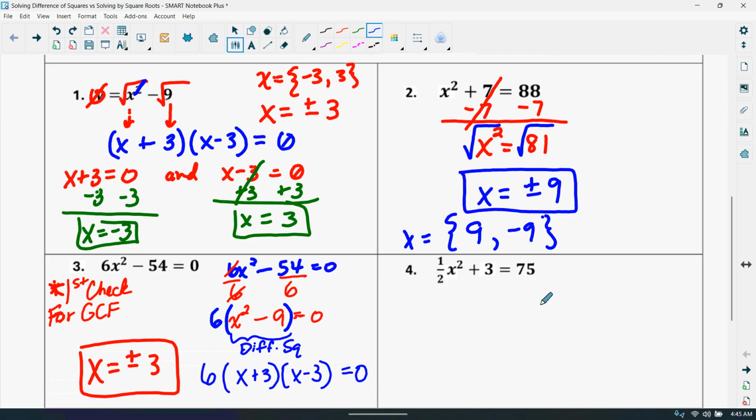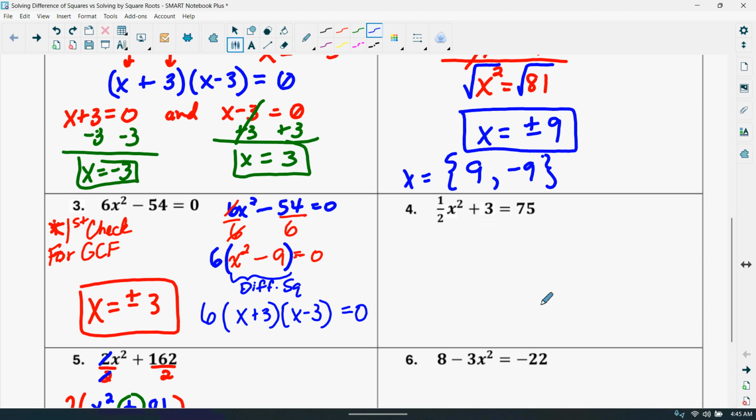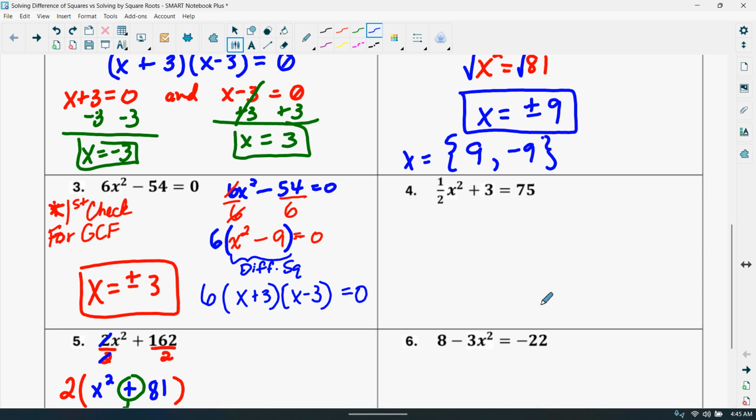All right, so now let's look at this one. Here we need to isolate this term. So we first still have to subtract the 3 on both sides. So when I rewrite this, I have this fraction coefficient, 1/2 x squared equals 72.